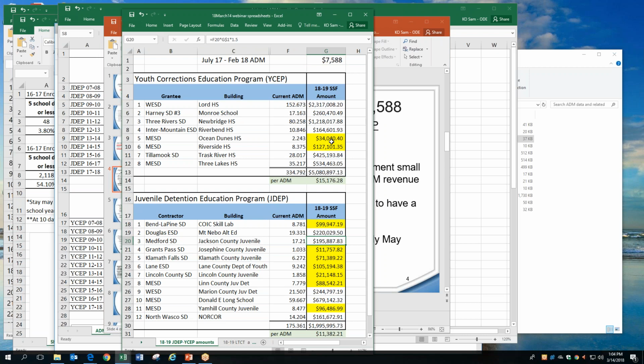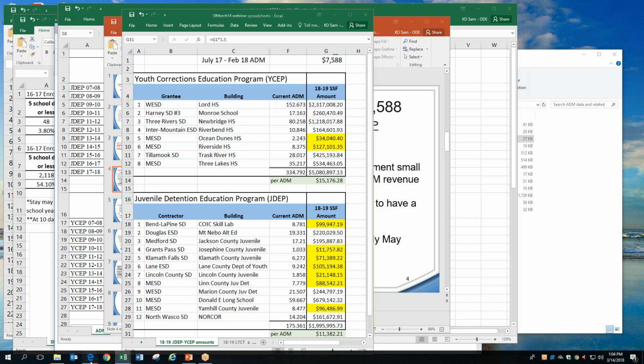So the sites in yellow, we feel that you may need a supplement to have at least a full-time teacher at your site, at least one, which is a contract requirement. And on here is the per ADM amount for YCEP and the per ADM amount for JDEP.